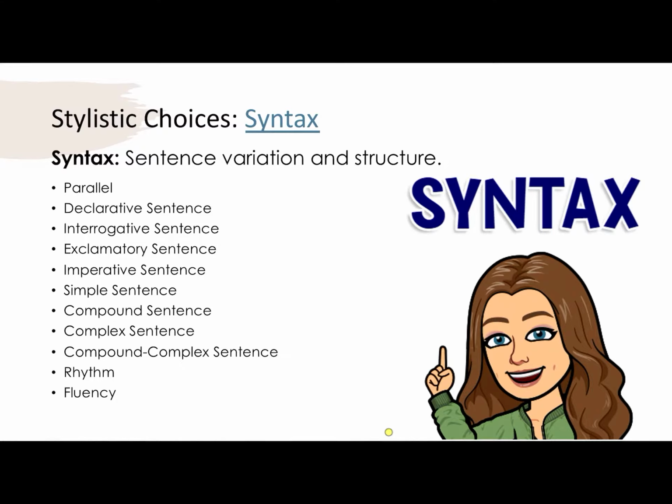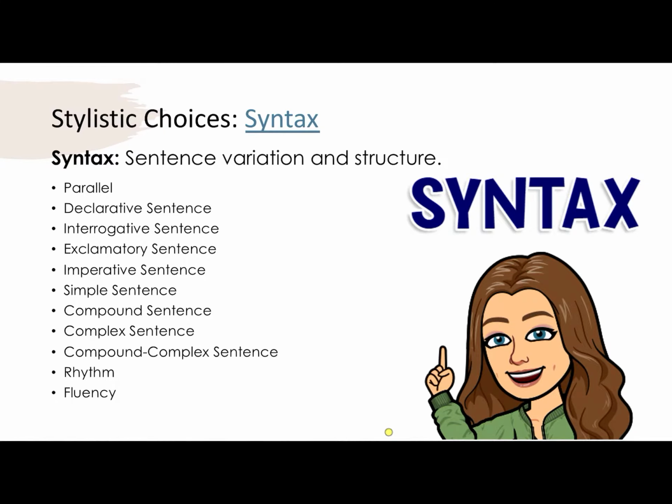The first one we're going to talk about is syntax, which is sentence variation and structure. So when we're analyzing syntax, what we're trying to do is find patterns in the way sentences are put together and kind of attributing that to the author's overall purpose. So what I have listed here are different types of sentences, different ways of talking about syntax. Some of them are familiar, some of them are probably not.